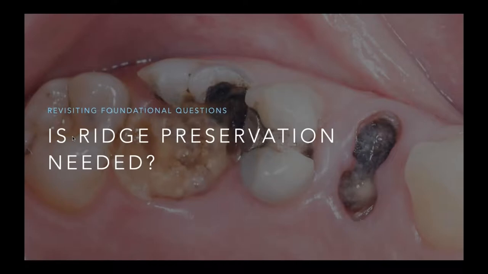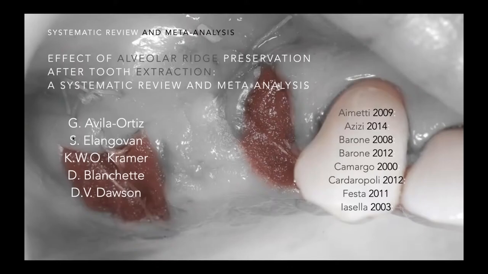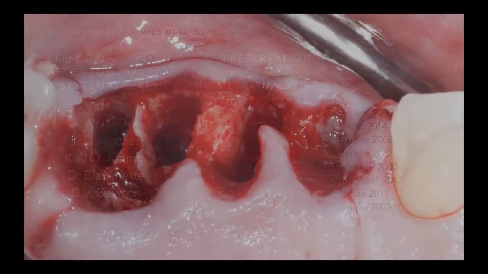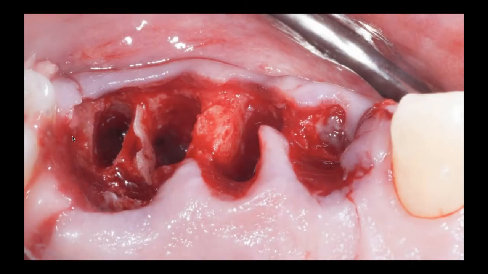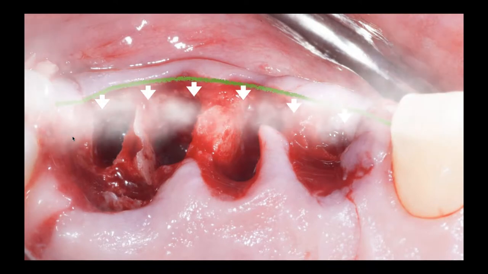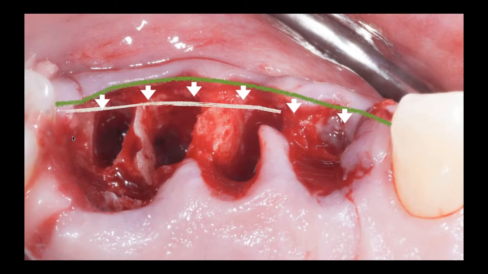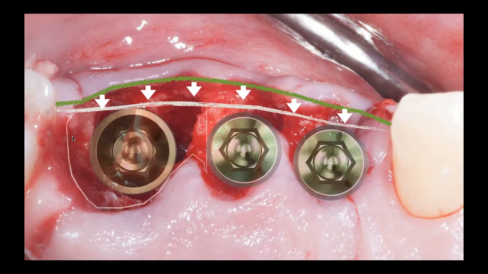So is ridge preservation actually even needed? There's actually a huge body of evidence and systematic reviews that say that yes, if you want to preserve the vertical dimension and the horizontal dimension of your bone in preparation for implant placement, it is indeed important. So what exactly happens? Once you extract teeth, we know that the buccal increment will start to resorb, and this resorption happens very quickly. Most of the time that's because the buccal bone is thinner, and so once the vasculature decreases after the surgical insult, you get this resorption.